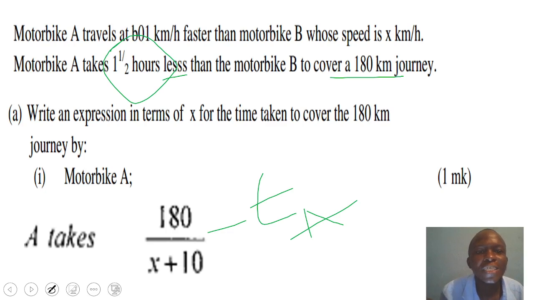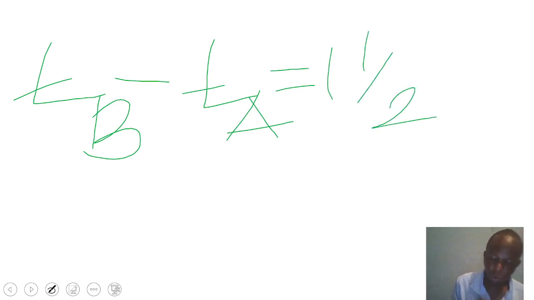We have to know that since A takes 1.5 hours less, motorbike B will take more time than motorbike A. So in other words, it is safe for us to say TB minus TA is equal to 1.5. 1.5 converted into an improper fraction is just equal to 3/2.